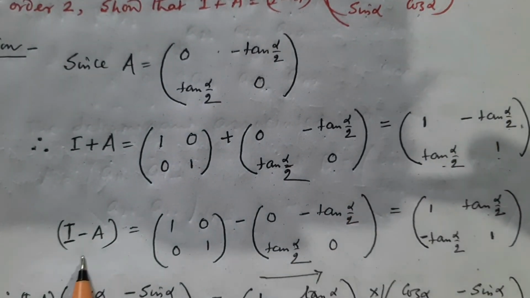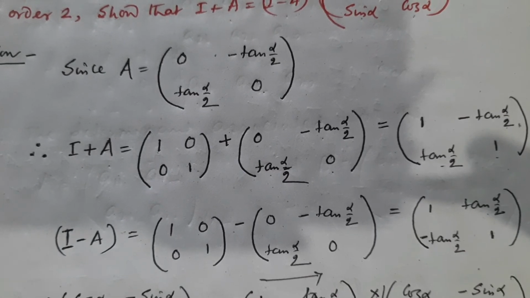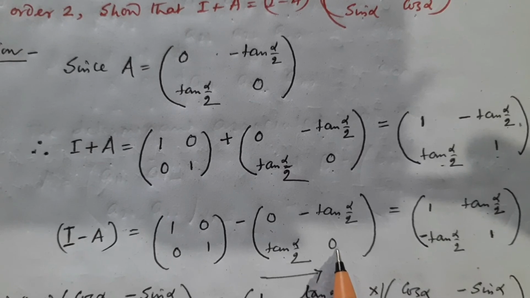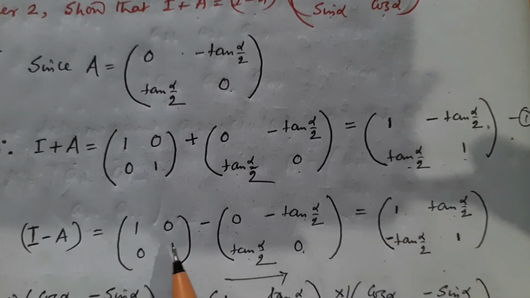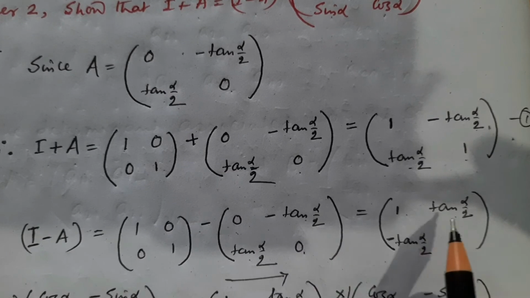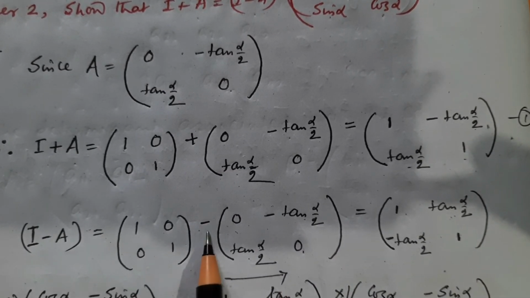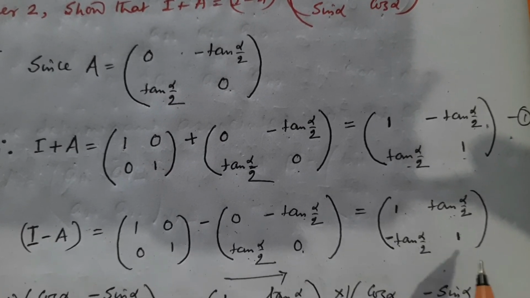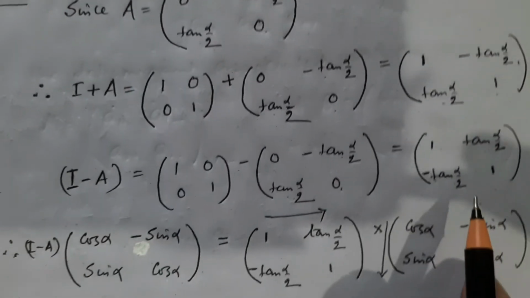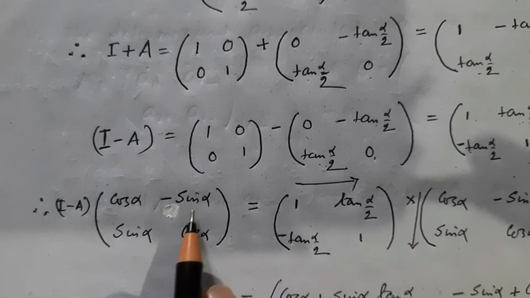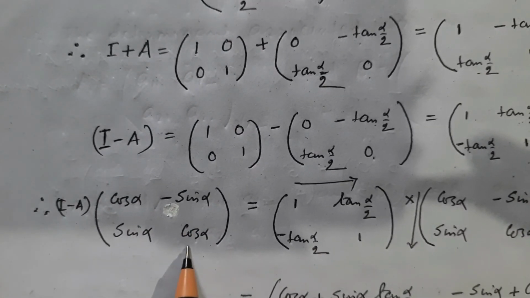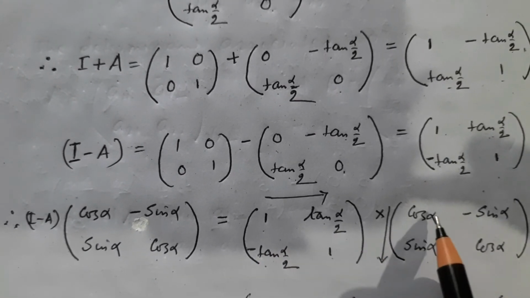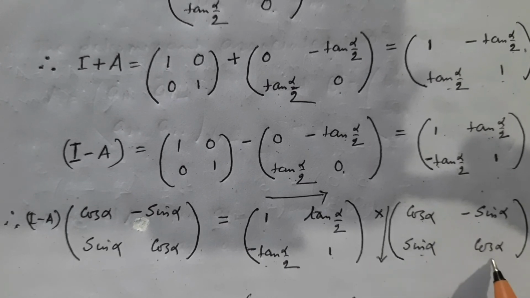I minus A is [1, 0; 0, 1] minus [0, minus tan alpha by 2; tan alpha by 2, 0]. We get 1 minus 0, that is equal to 1; 0 minus of minus tan alpha by 2, that is equal to tan alpha by 2; 0 minus tan alpha by 2, that is equal to minus tan alpha by 2; 1 minus 0, that is equal to 1. Now I minus A into [cos alpha, minus sin alpha; sin alpha, cos alpha], that is [1, tan alpha by 2; minus tan alpha by 2, 1] into [cos alpha, minus sin alpha; sin alpha, cos alpha].